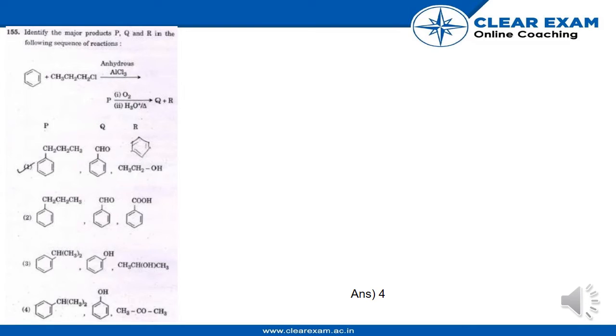The question is, identify the major products P, Q and R in the following sequence of reaction. Benzene plus this compound gives P, Q and R. We have to find this.